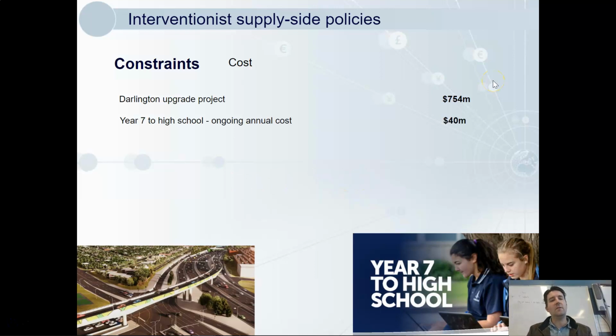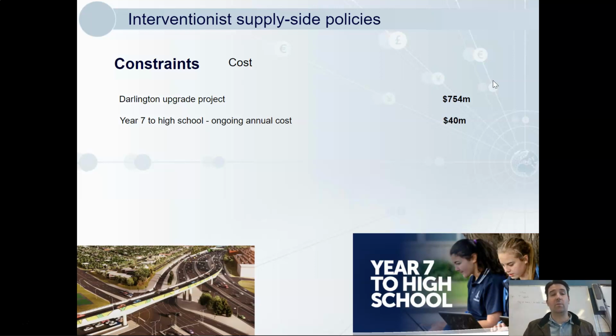And lastly, let's look at the cost of some of these policies. So the Darlington upgrade project, yes, it might have improved traffic flow. It cost $754 million. That is a significant opportunity cost there. Is that the best thing that we could have done with our money? Has that put government into debt that has to be repaid in the future? Has that affected our ability to borrow more in the future?